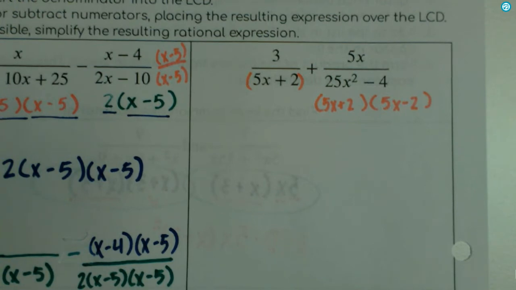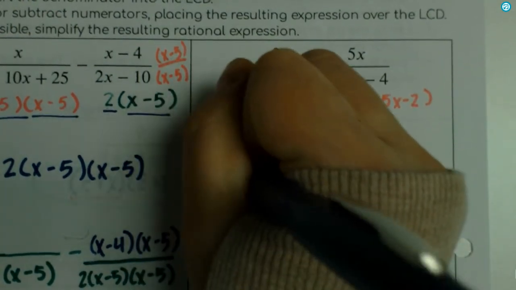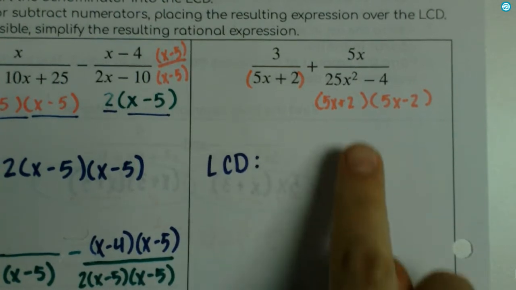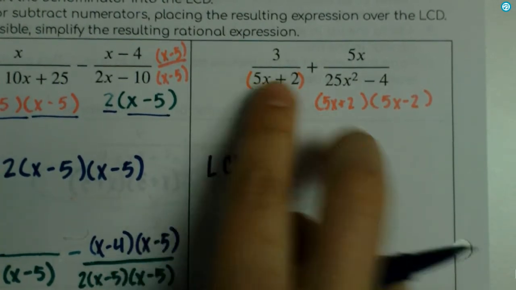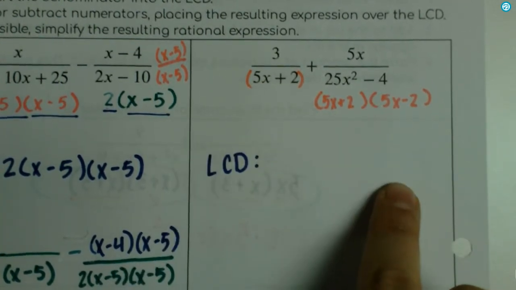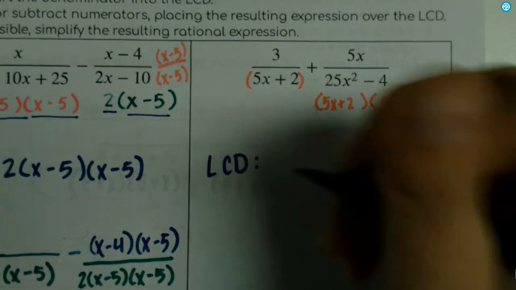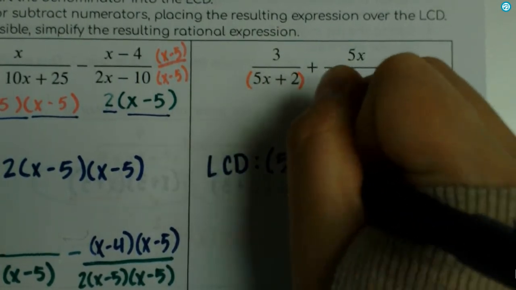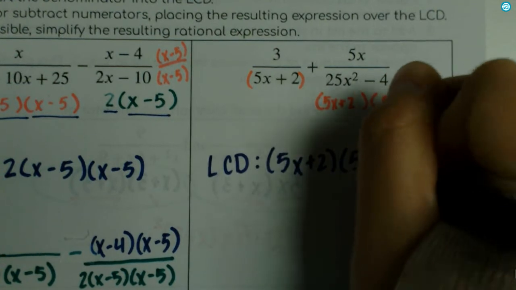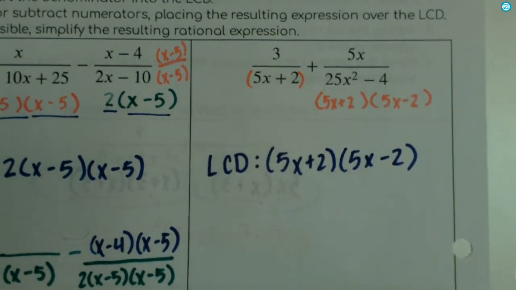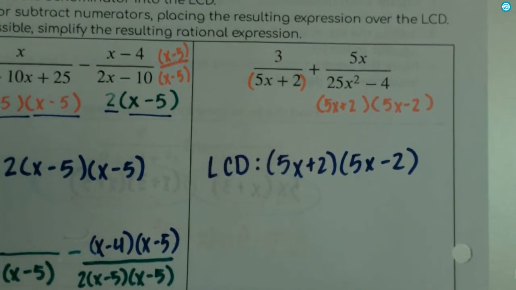Okay, our lowest common denominator. We need the 5x plus 2 for both of them. We need the 5x minus 2 for the second one. We don't need anything else. So our LCD is just 5x plus 2 times 5x minus 2. Meaning that our second fraction, we don't need to change at all. We only need to change the first one so it has the same denominator.